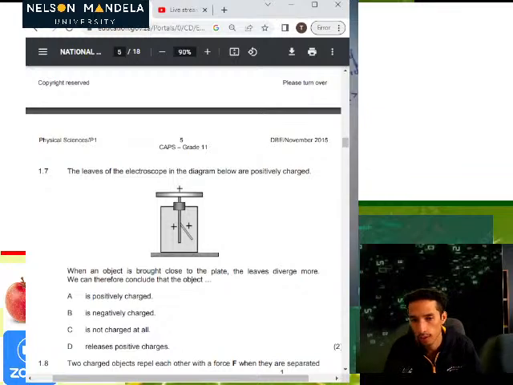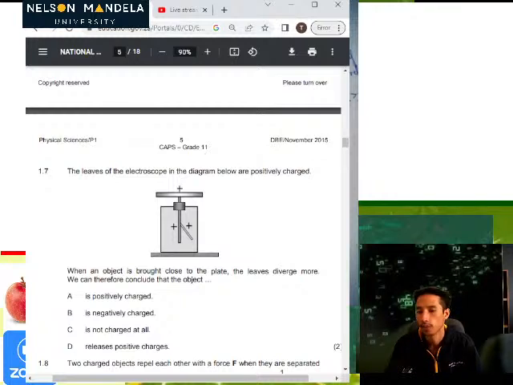If the plate were positively charged, we know that like charges repel each other, and so this is the reason why in the electroscope below we see a repulsion occurring between the leaves.